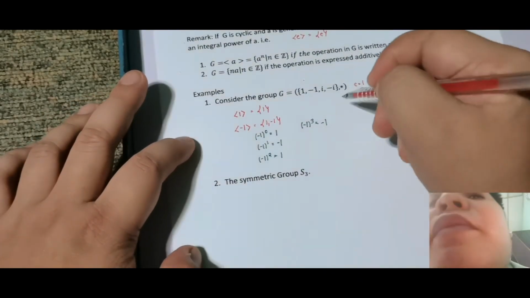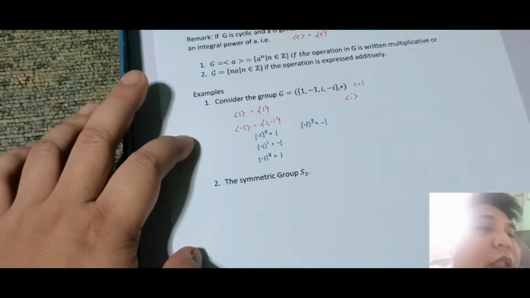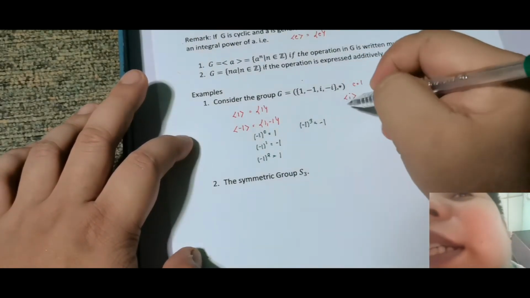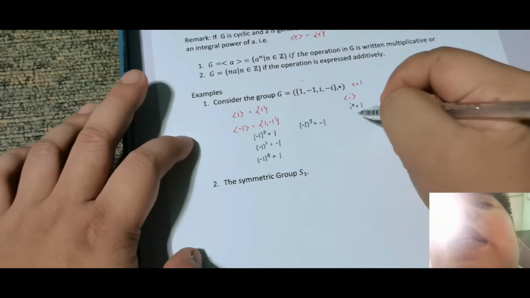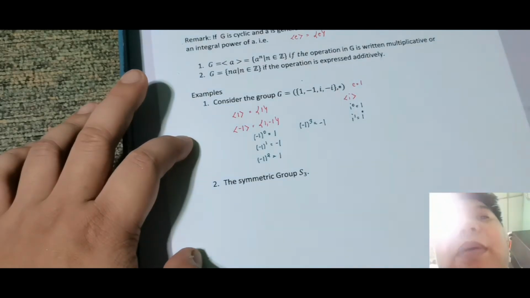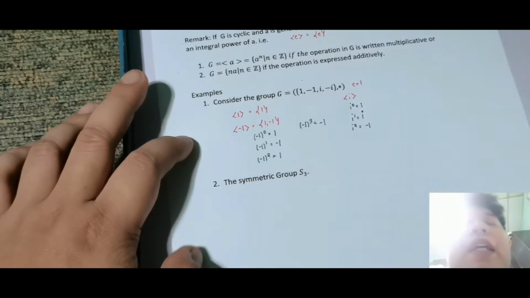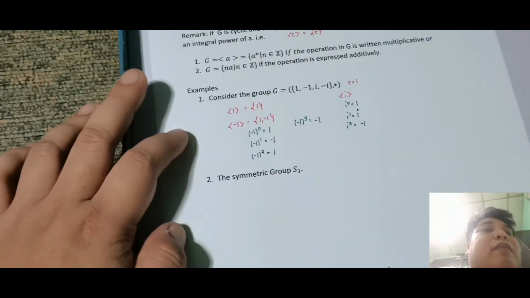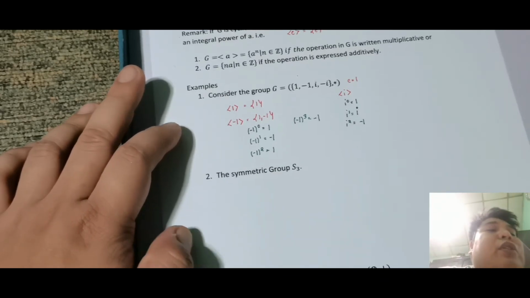Next is si i. Ano yung mga element ni i? Una is i raised to 0, which is obviously 1. Lagi ninyo tatandaan, identity element. i raised to 1 is i. Baka tumigil diyan. i raised to 2 is negative 1, kasi i times i is negative 1, kasi i is the square root of negative 1, and square root of negative 1 times square root of negative 1 is negative 1.